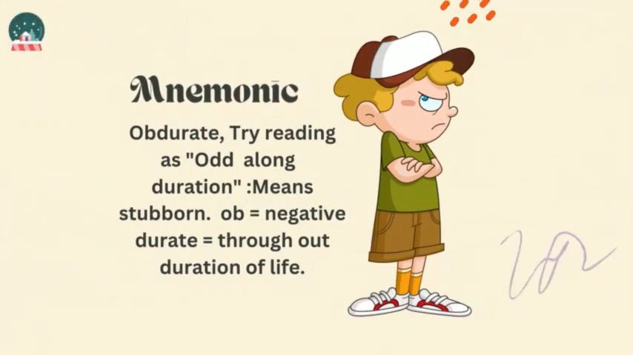Memory aid to help you memorize this. Obdurate, try reading as odd along duration, means stubborn. Or, OB equals negative. Durati equals throughout the duration of life.